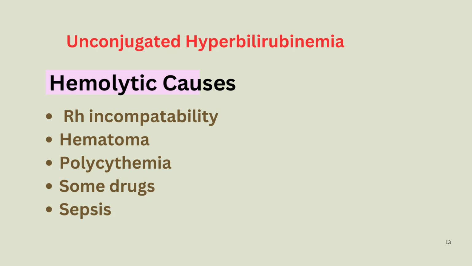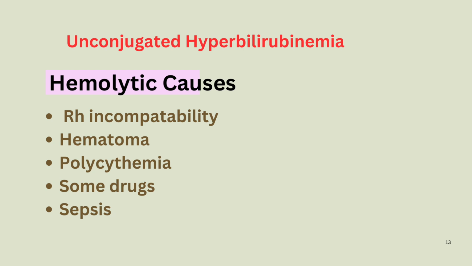Another part in hematoma is large vessel injuries. In large vessel injury, a hematoma can form and it can obstruct the bile duct, which can lead to jaundice.